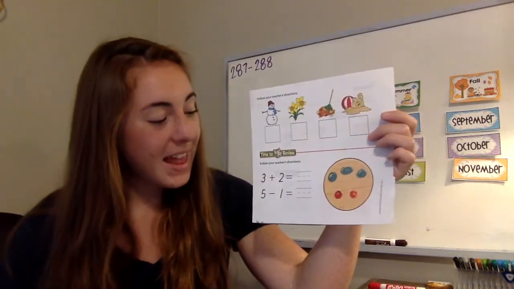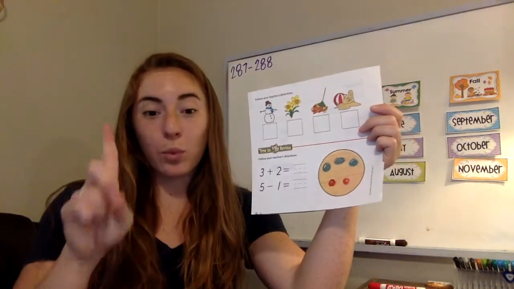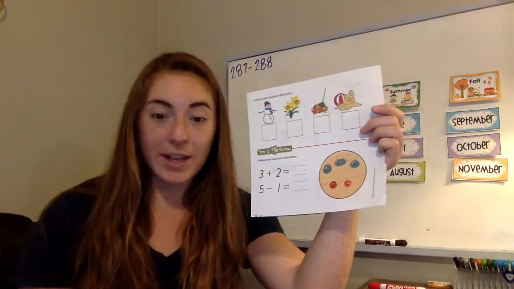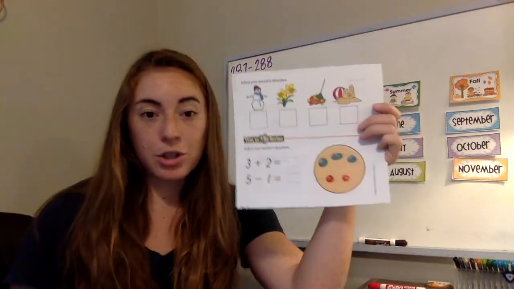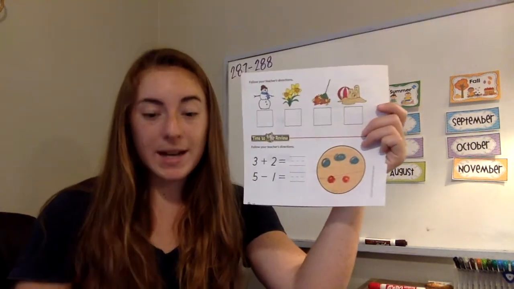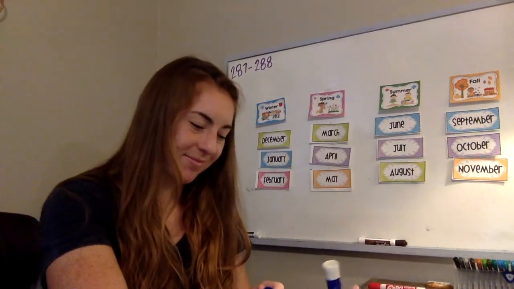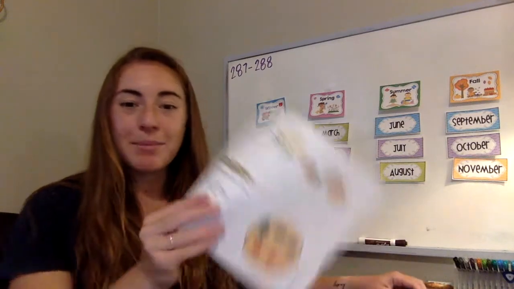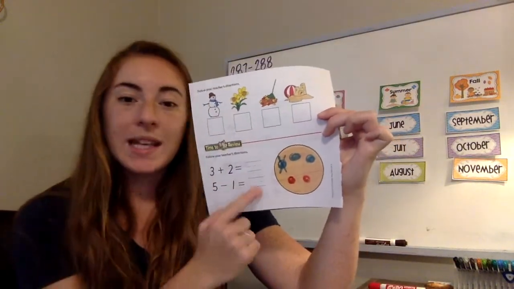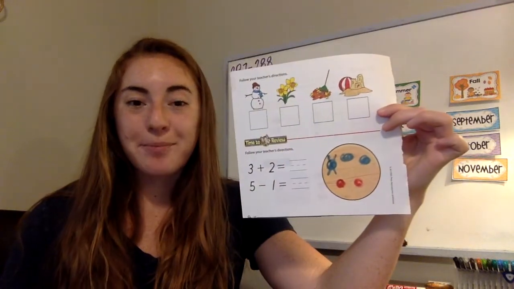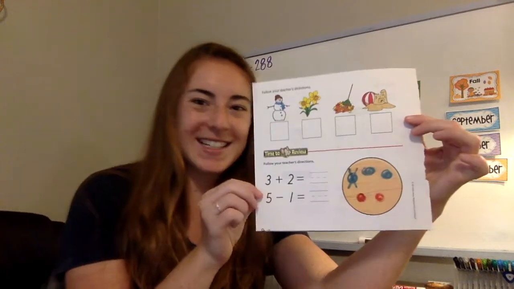Good job. Now the next one, remember my story said that she gave 1 to her pastor and his wife. So what could you do to your picture to show that she gave 1 of her pies away? You could put an X through it. So now 5 minus 1 equals, what does our picture show now? If you put 4, you are correct.